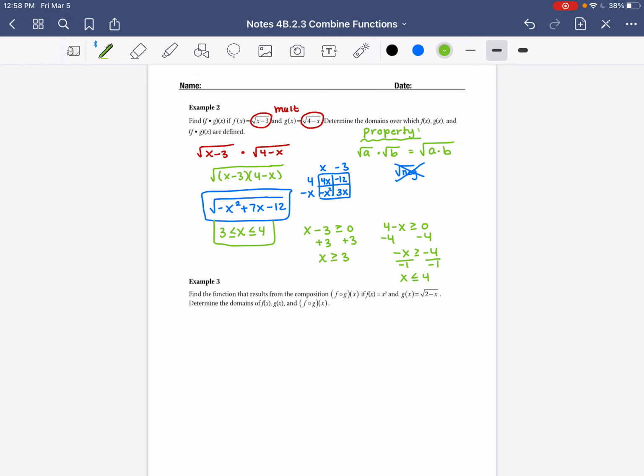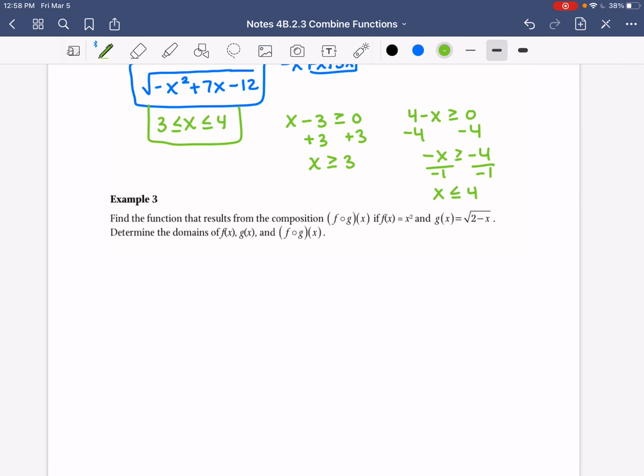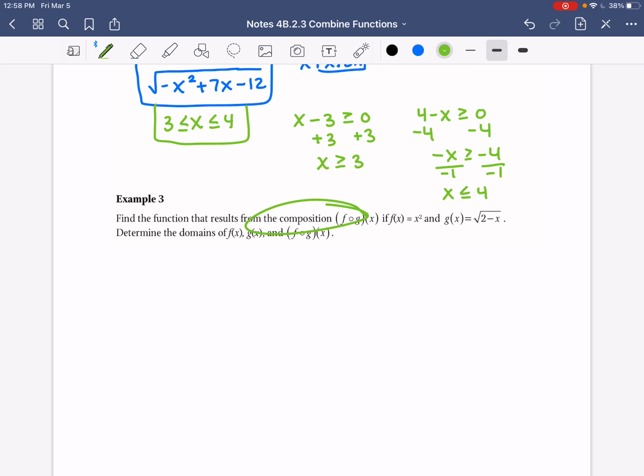One last example, it says find the function that results from the composition. So this is that composition of functions right here. If f of x is x squared and g of x is the square root of 2 minus x. I'm going to move this up just a little bit.